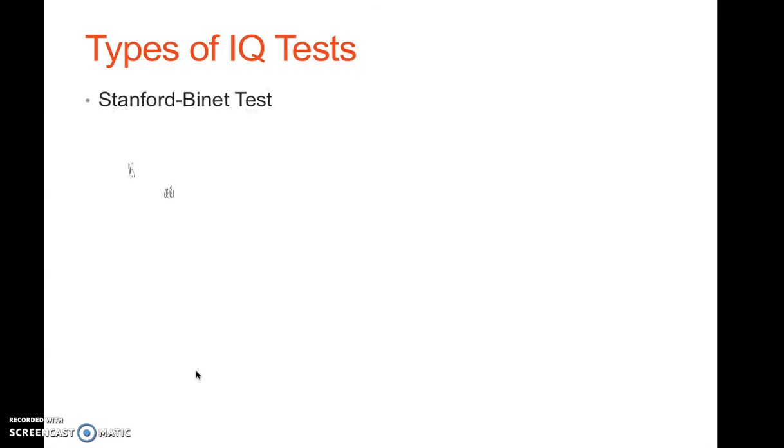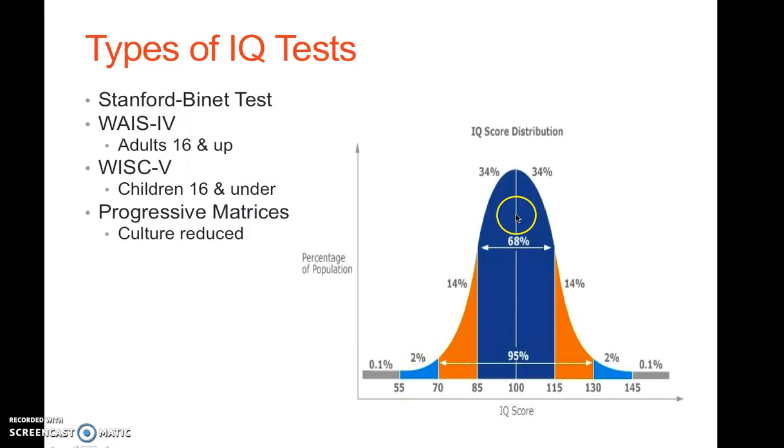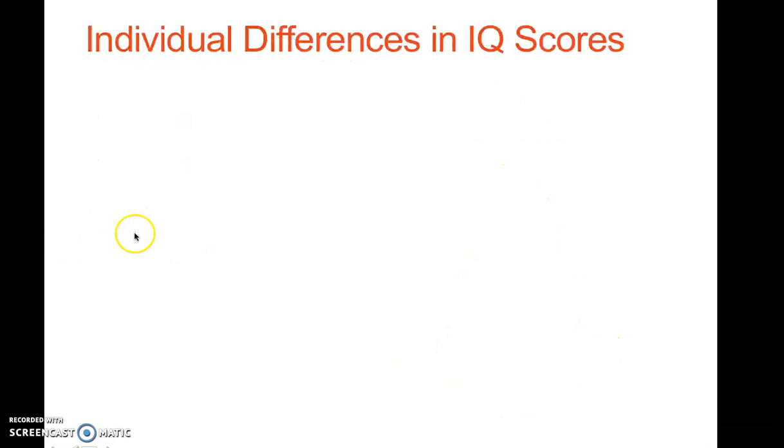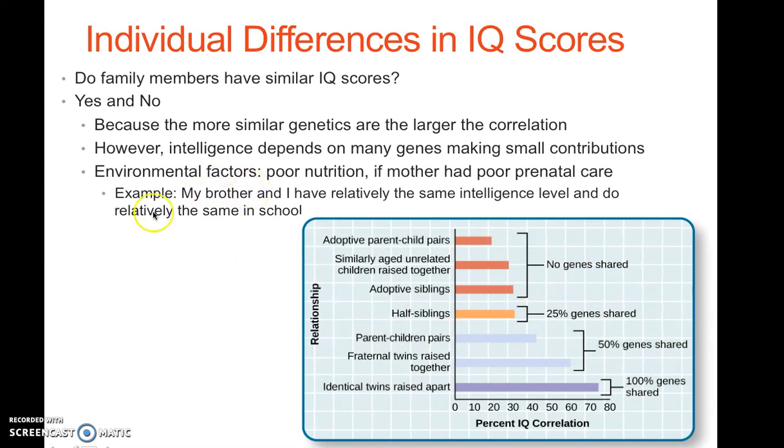So here's a couple of IQ tests. The Stanford Binet one is the one most commonly seen. Here we have the distribution, and progressive matrices are culture reduced. So individual differences. Do family members have similar IQ scores? Yes and no. Genetics play a large part in this. So if you're closer to each other, share more genetics, your IQs are going to be close together. Like me and my brother have relatively the same intelligence level and do relatively the same in school because our genes are shared. But it also depends on many genes and environmental factors like poor nutrition.